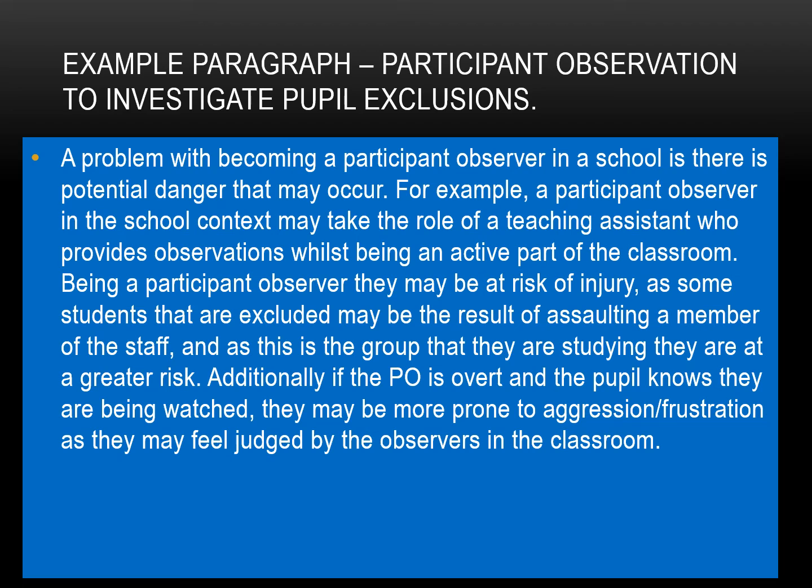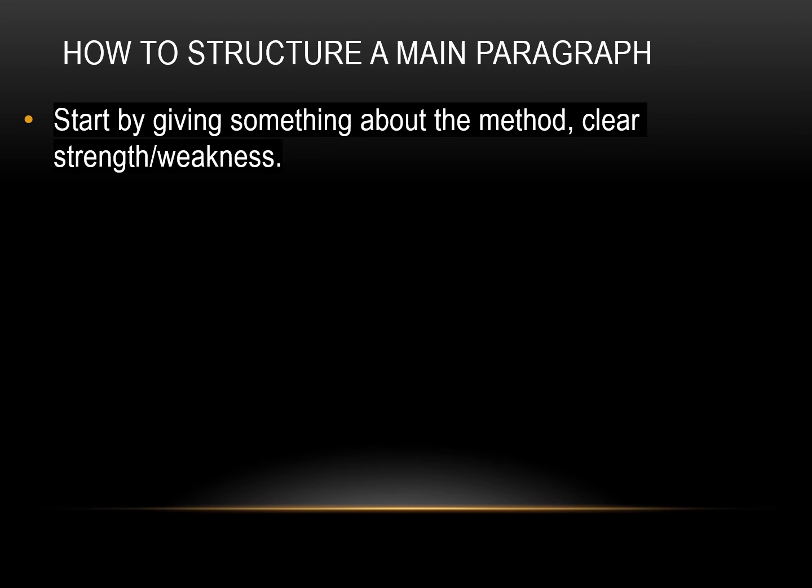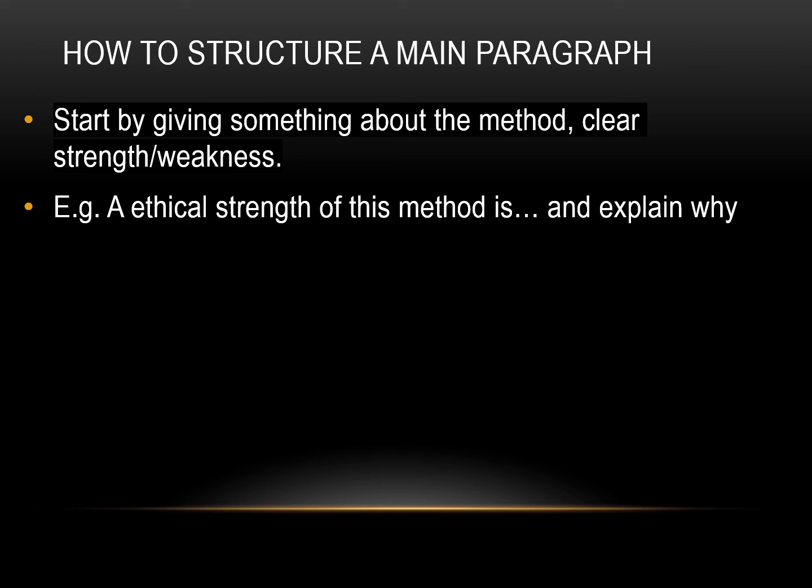So there are 3 different examples of how you are thinking about the strengths and weaknesses of the methods that you are studying, and how you might apply them to different contexts that you might be asked in that question 5, methods in context. So to summarise, how might you structure a main paragraph? Start by giving something about the method, so make it very explicit that you're giving a strength or a weakness. Signpost it, say this is a practical one, this is an ethical one, to make sure that you've got a good coverage of a range of different strengths and limitations throughout your answer. So for example, you might say an ethical strength for this method is, and explain why.